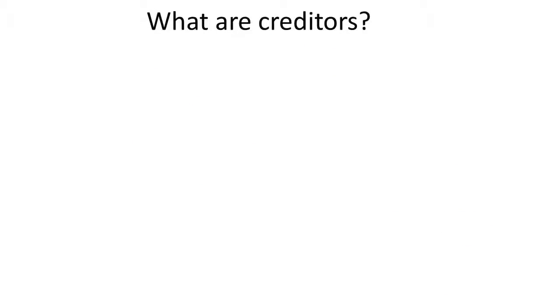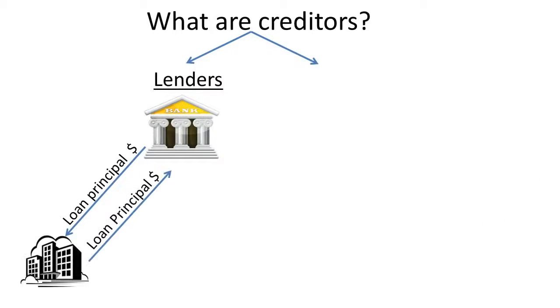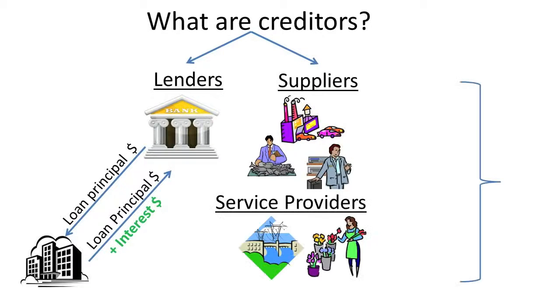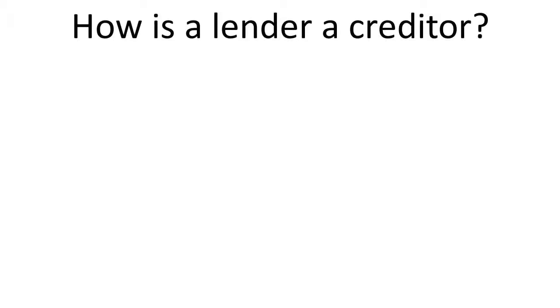What are creditors? In general, creditors can be classified into two groups. One, lenders, which are those that loan resources to borrowers and charge interest. And two, suppliers and service providers that sell goods and services on account and don't charge interest. How is a lender a creditor?